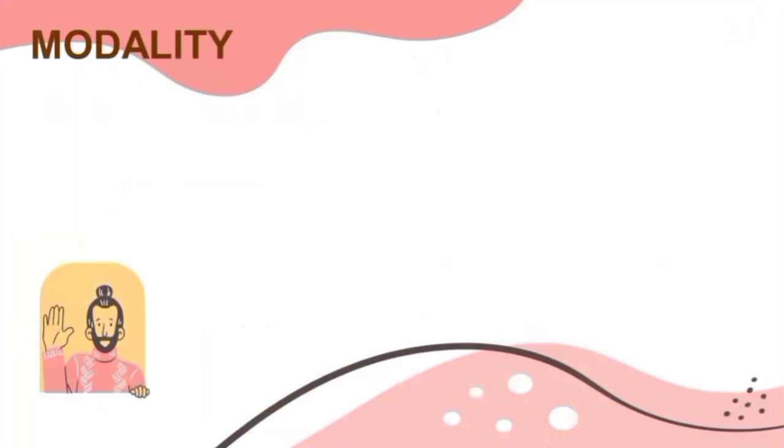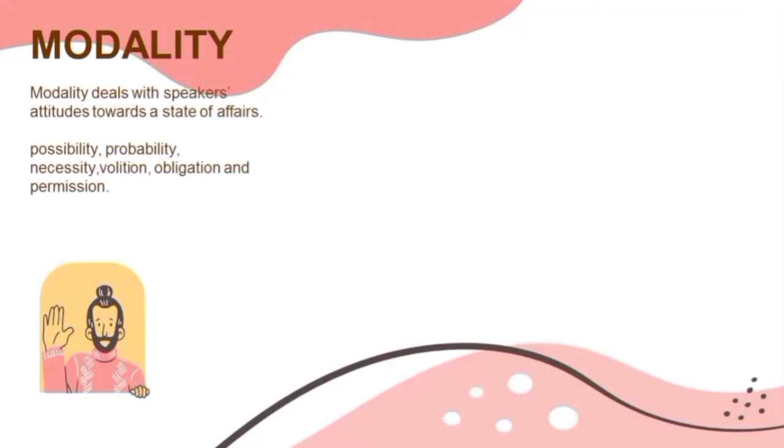We continue on modality. Modality deals with the speaker's attitude toward a state of affairs. It is to be understood as a semantic category which covers such notions as possibility, probability, necessity, volition, obligation, and permission. There are three main families of meanings that the modal auxiliaries express: epistemic, deontic, and dynamic. The first, epistemic.